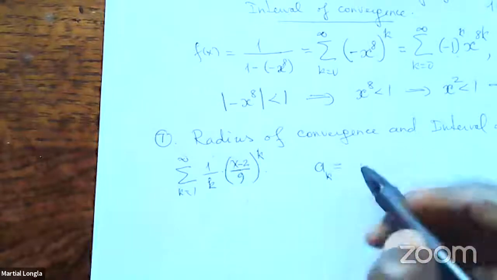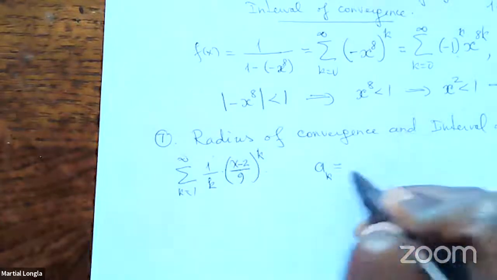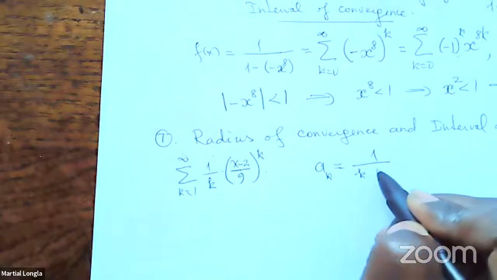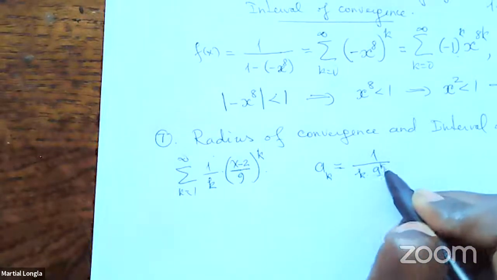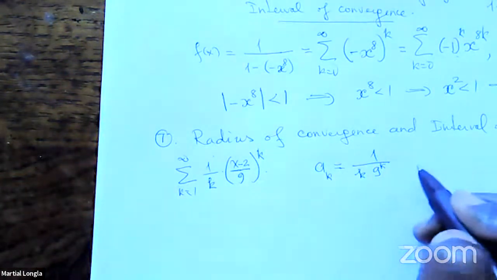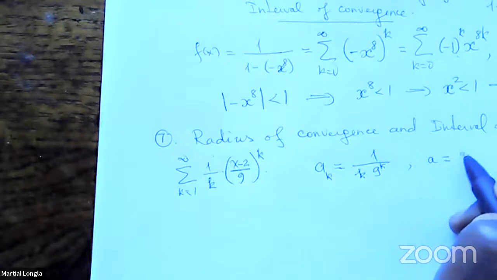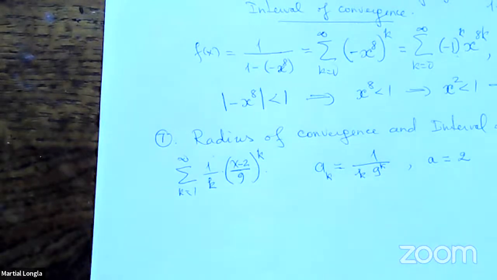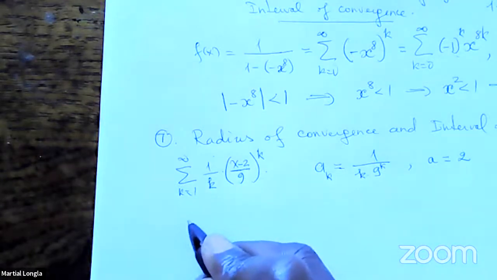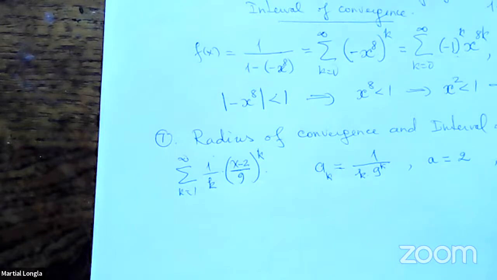And AK is all the numbers except x minus a to the k. So that's 1 over k times 9 to the power k. That's AK. And the a here is 2 because you got x minus 2 to the power k. And you're going to get me AK plus 1. That's 1 over k plus 1 times 9 to the power k plus 1.